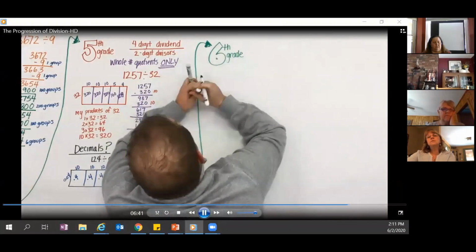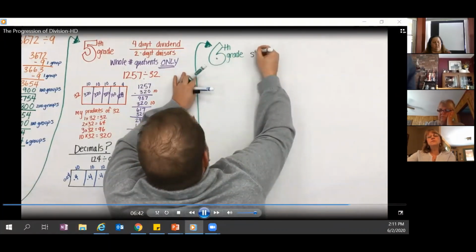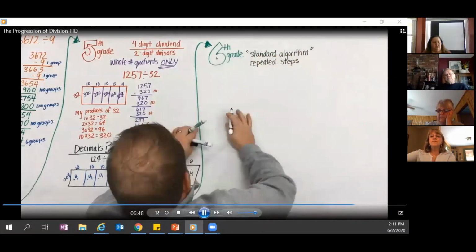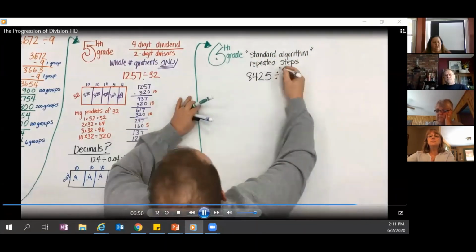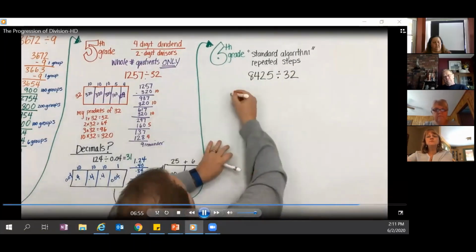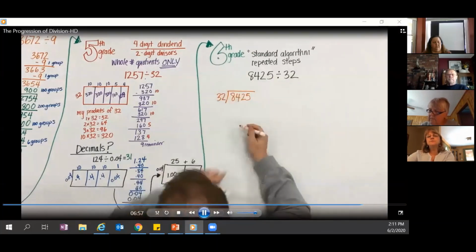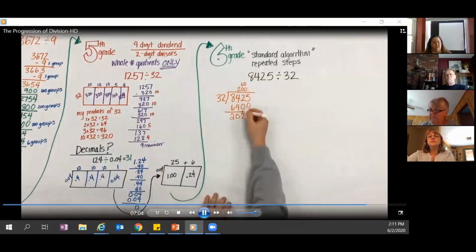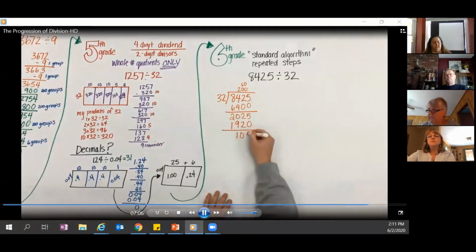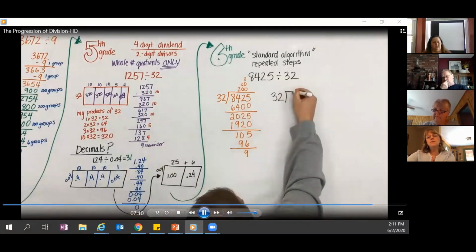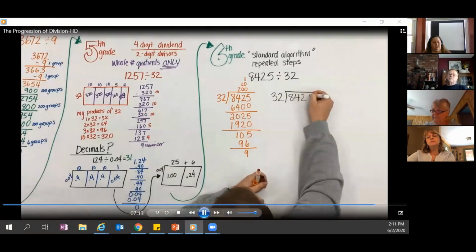Now in sixth grade, students encounter the term standard algorithm. And all that really means is a series of repeated steps. So if students have used the same understanding of partial quotients from third grade, this is a standard algorithm. So let's see what a student might do. Well, in 8,425, I want to take out 200, remove 200 groups of 32, and then 60 groups of 32, and 3 groups of 32. Let's look what it looks like with the standard algorithm.